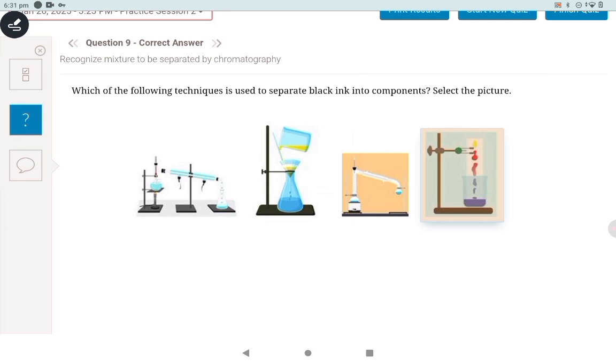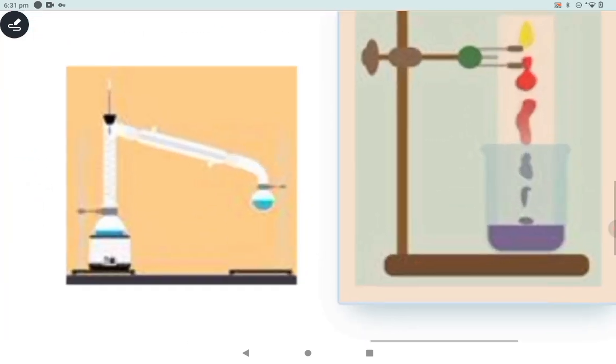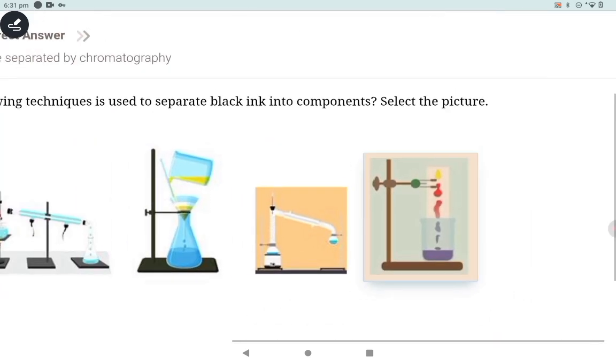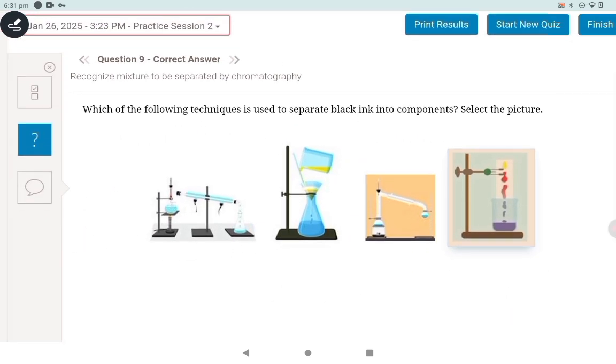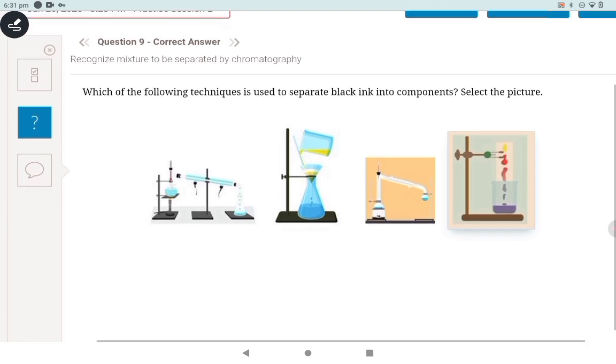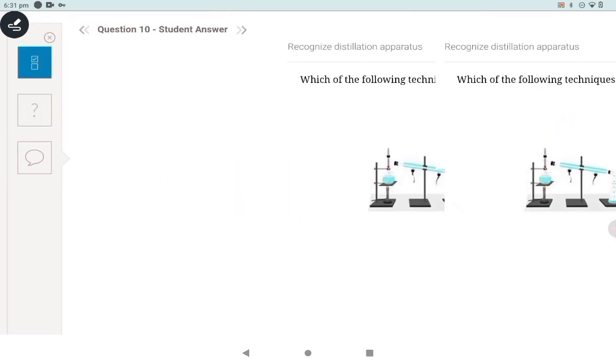Which of the following techniques is used to separate black ink into components? This one is paper chromatography, which is what is shown in the fourth picture over here. You need to memorize this one. You need to understand as well. It's what you do for separating black ink.